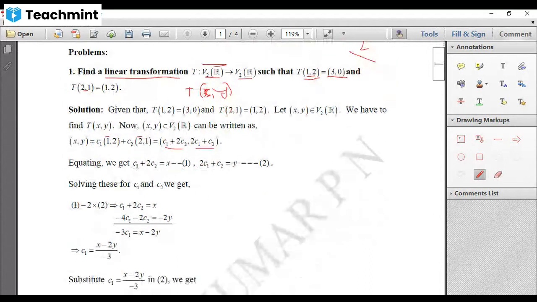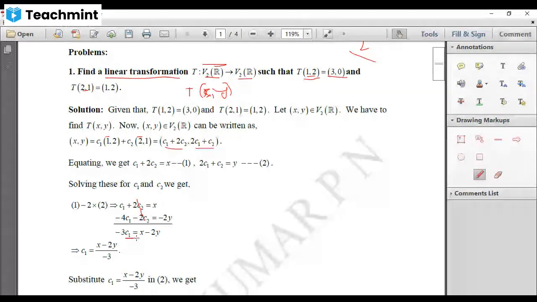When you have two variables, you have to reduce them to one variable by cancelling out. How? See, here I have 2C2. I'll multiply equation 2 by 2 so this becomes 2C2, and I can cancel these two. So equation 1 minus 2 times equation 2. Equation 1 is C1 plus 2C2 equal to x. Multiply equation 2 by minus 2: minus 2 into 2C1 is minus 4C1, minus 2 into C2 is minus 2C2, and minus 2y. Now, if I add these two, 2C2 and minus 2C2 cancel. Then C1 minus 4C1 is minus 3C1 equal to x minus 2y.